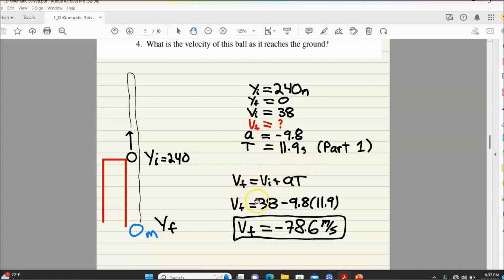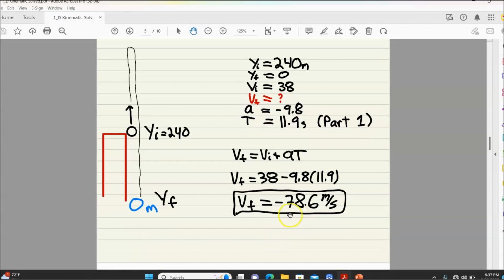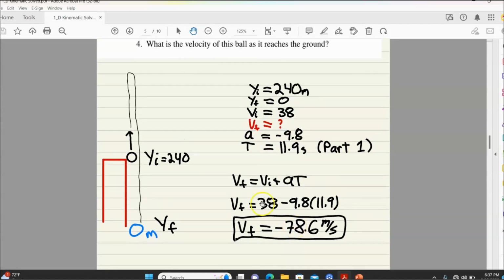So I can use the second kinematic equation. V final equals V initial plus a t. V final equals 38 minus 9.8 times t. And this says that the final velocity is negative 78.6 meters per second.